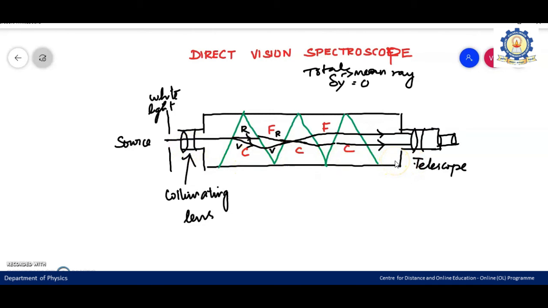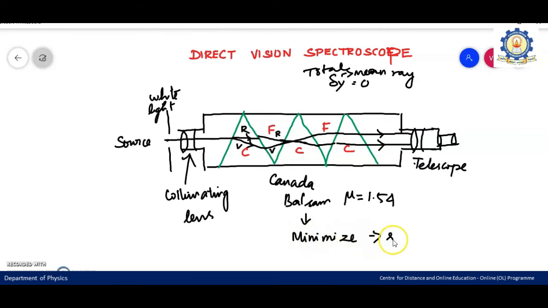The prisms are cemented together with the help of Canada balsam. This Canada balsam has a refractive index value of about 1.54. So both the prisms are cemented together with Canada balsam. Why it is used is to minimize the reflection losses at the interfaces.